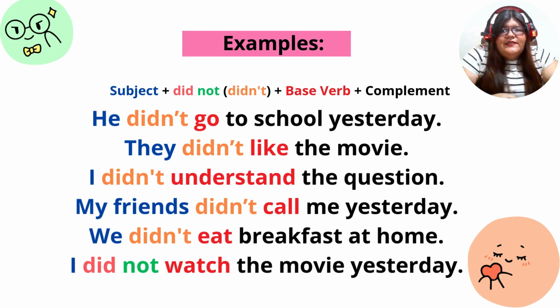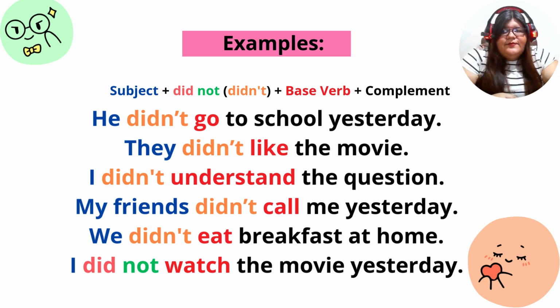I didn't change the verb because I can't say he didn't went to school yesterday, because that is grammatically incorrect. Don't make that kind of mistake. Remember, with didn't in negative, the verb remains the same in its base form. You won't change it, okay? He didn't go to school yesterday.